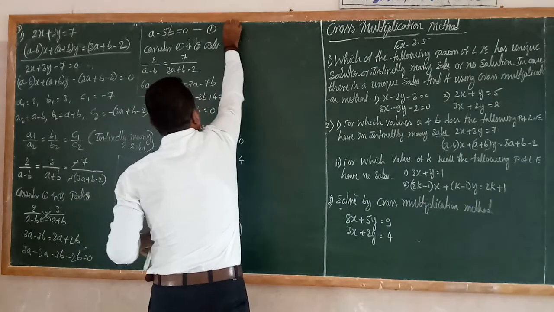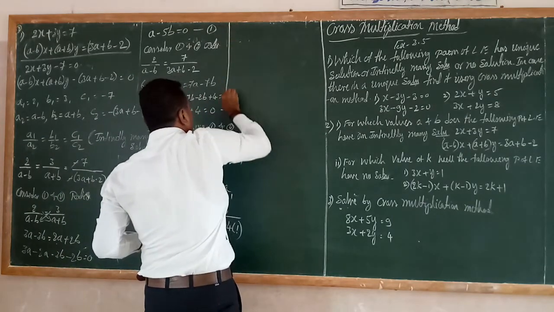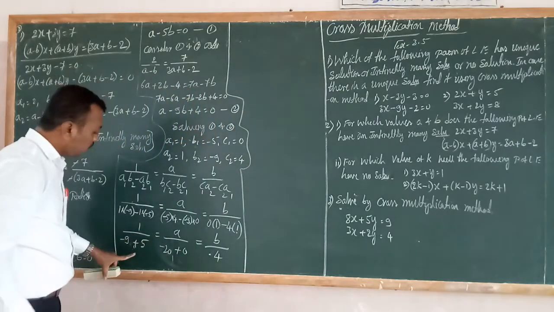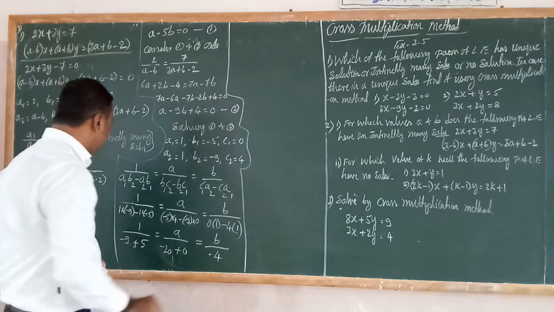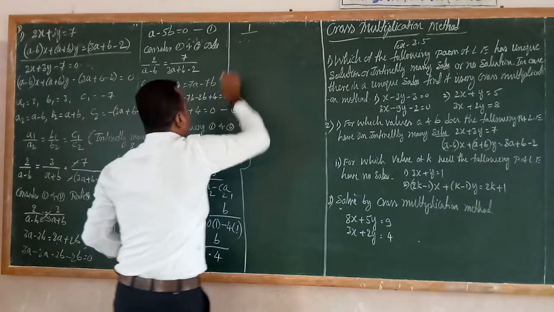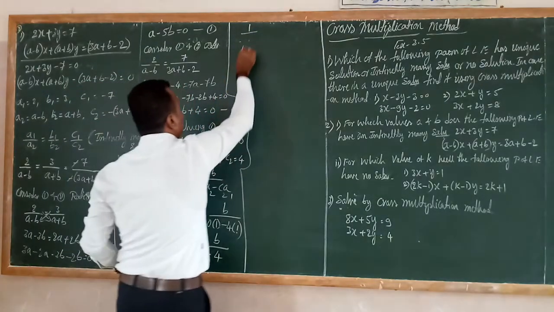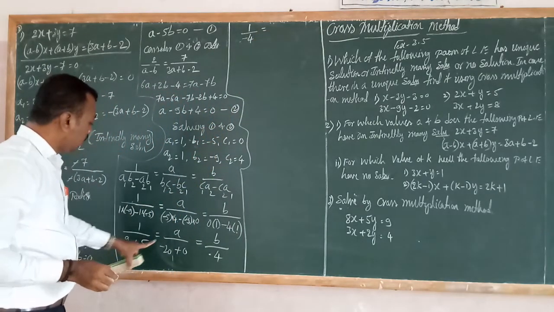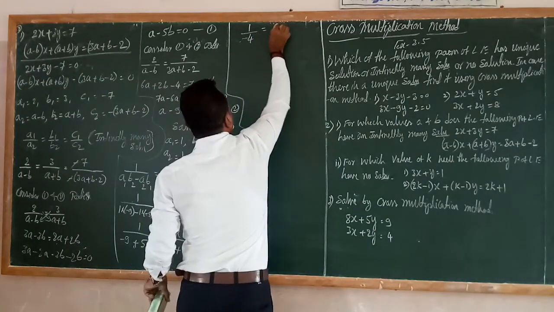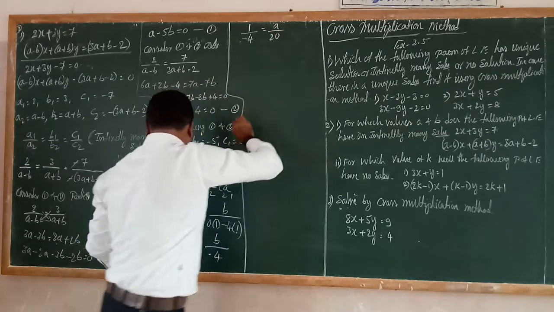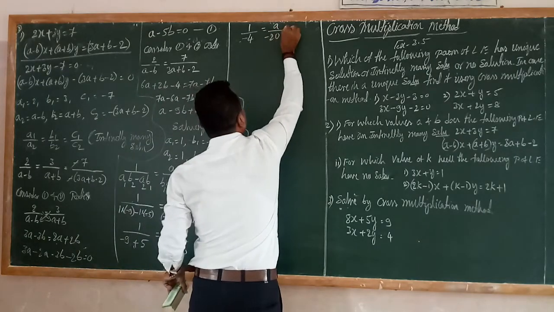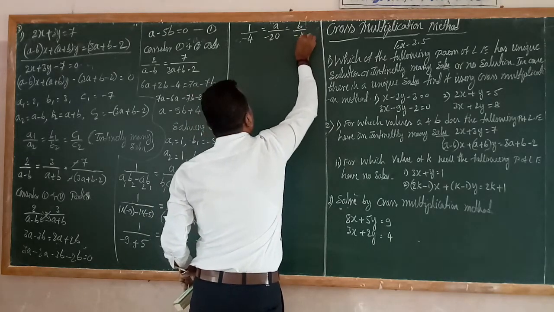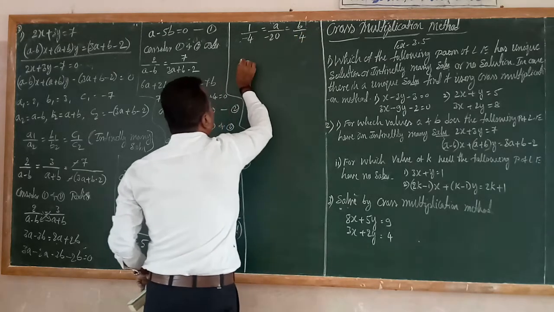Next. Now you have to consider first and second one. First you have to reduce it. 1 upon minus 9 plus 5, it becomes minus 4. It is equal to 1 upon minus 4, A upon minus 20 and B upon minus 4. Now you have to consider the first two ratios.